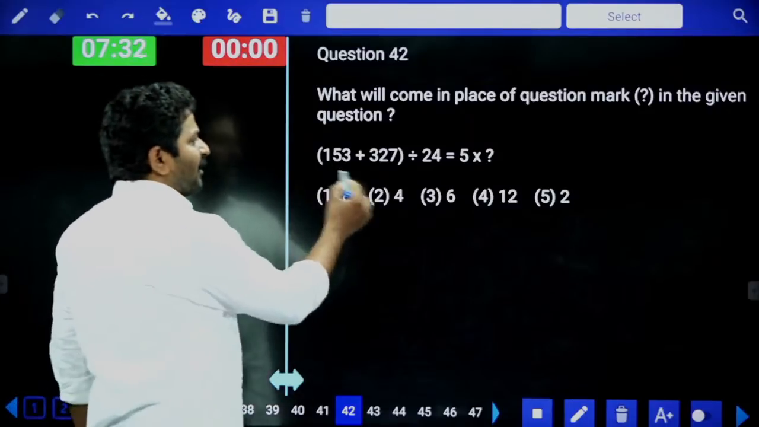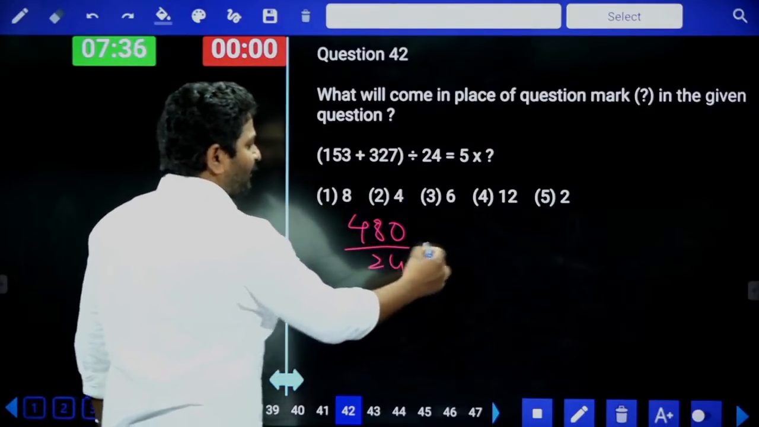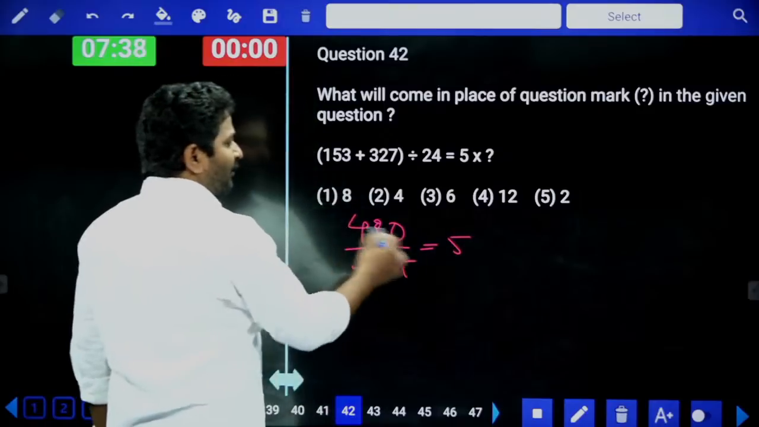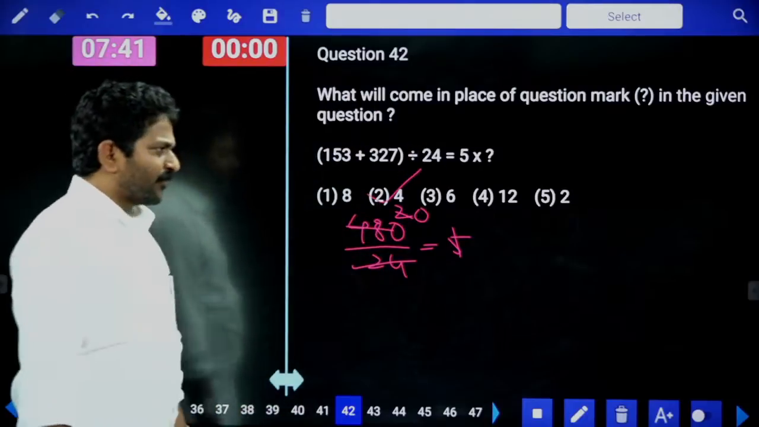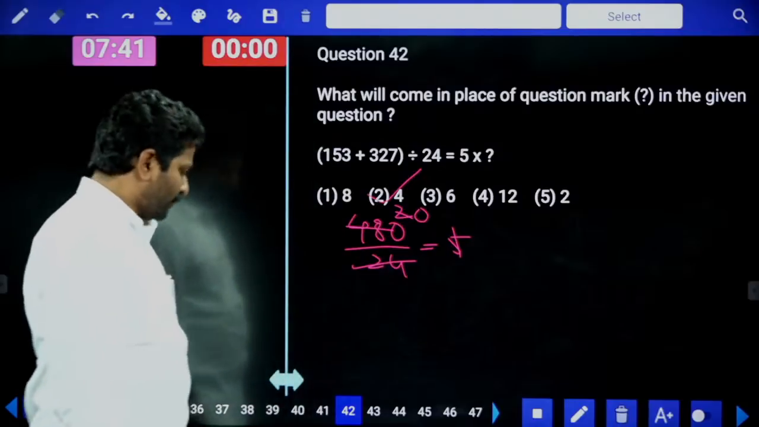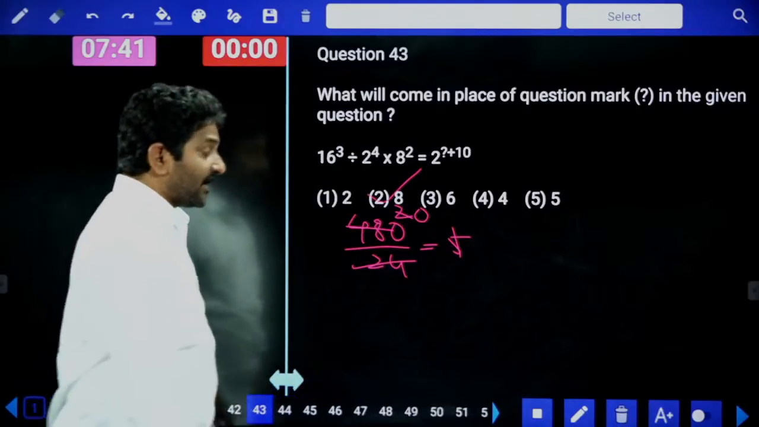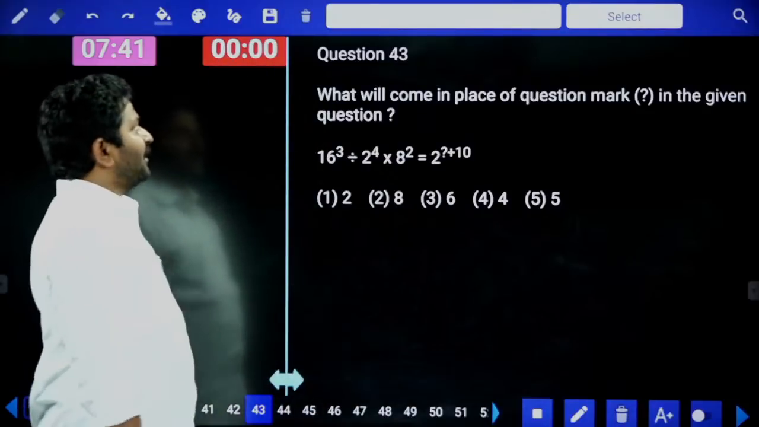Yes, sum of both the numbers, that is equal to 480 divided by 24 is equal to 5 into something. 24 20 times, 5 4 times, second option, final answer. Second option. Yes, 24. Fourth option. Second option, 4 answer. Yes, here is your next question.